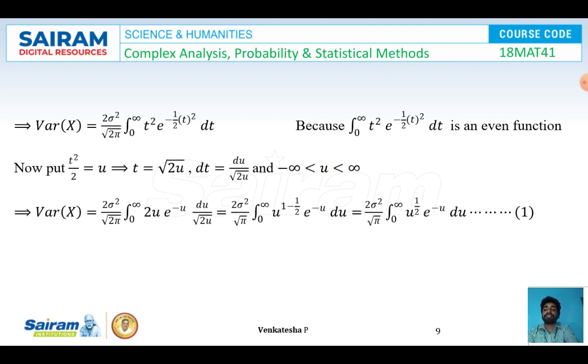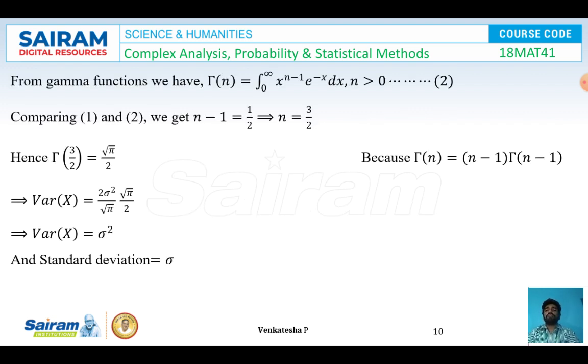So I got the variance of x is equal to 2 sigma square by square root of 2 pi integral 0 to infinity 2u e power minus u du divided by square root of 2u. By multiplying root 2 into root 2, it will become 2, and this 2 gets cancelled. I got the equation 2 sigma square by square root of 2 pi integral 0 to infinity u power 1 minus 1 by 2 into e power minus u du. On simplifying this term, I got 2 sigma square by root pi integral 0 to infinity u power 1 by 2 e power minus u du. I'll be calling this equation number 1.